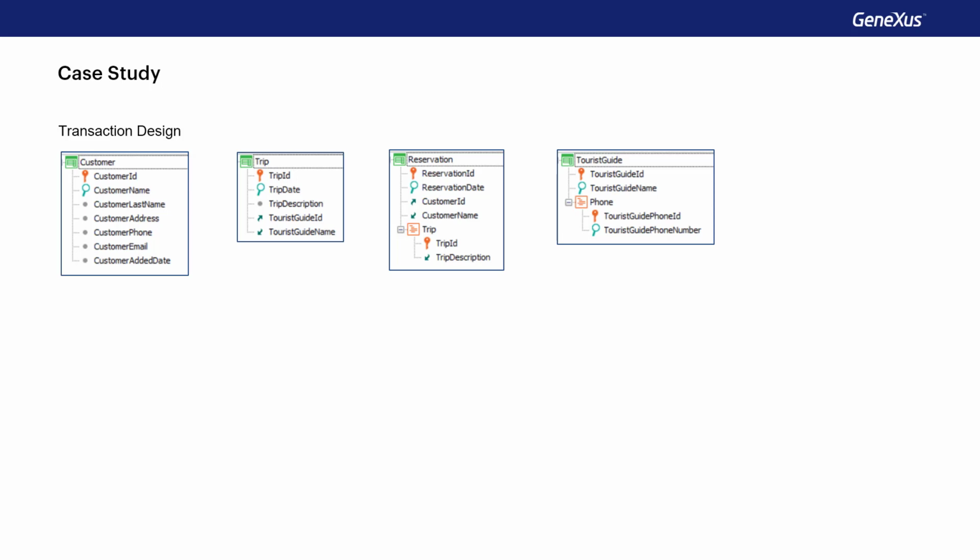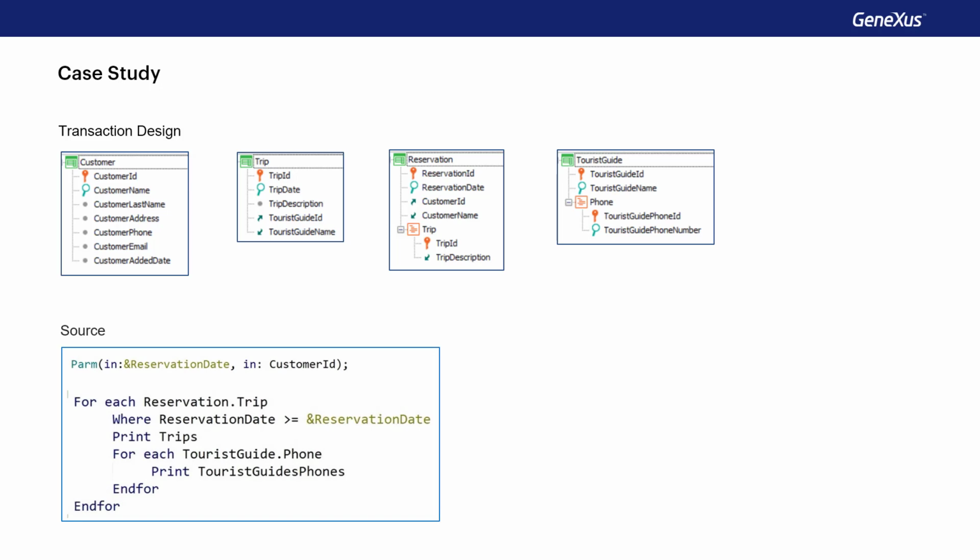To achieve this, the source shown is proposed. Knowing that the base table of the external for each command is reservation trip, and that the base table of the internal for each command is tourist guide phones, does it establish implicit filters for the information it'll use? Yes, it'll show the phones of each tour guide.